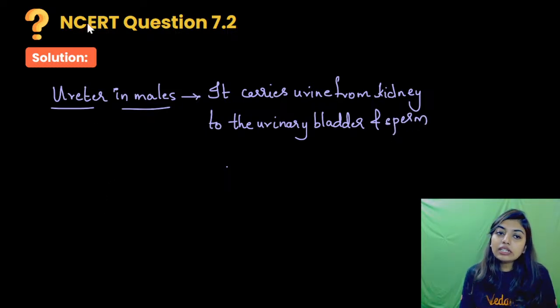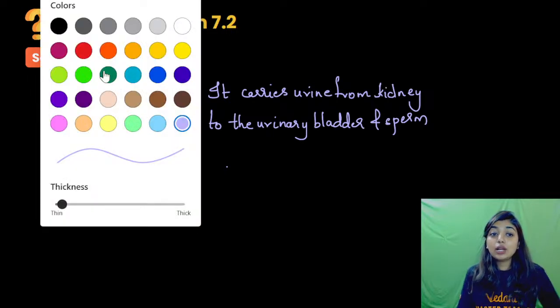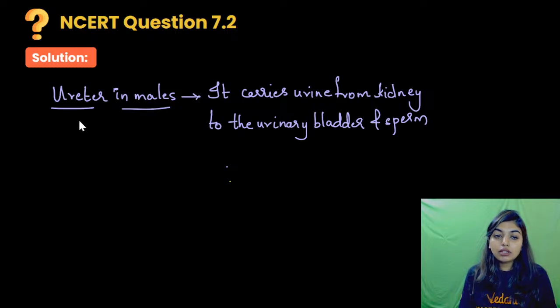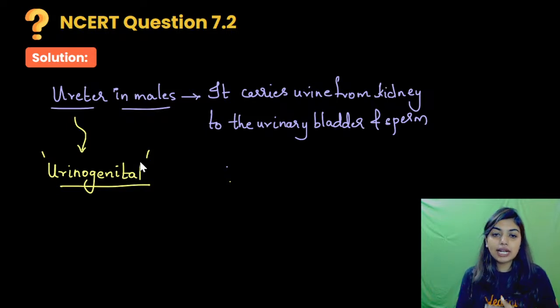So can I call it just a ureter? No ma'am, you have to give it some more terms because they are doing multiple functions. Yes or no? So I am going to give another term for the ureter, which will be called urinogenital. So in males, this ureter is called urinogenital because it is bringing the urine as well as bringing the sperm.